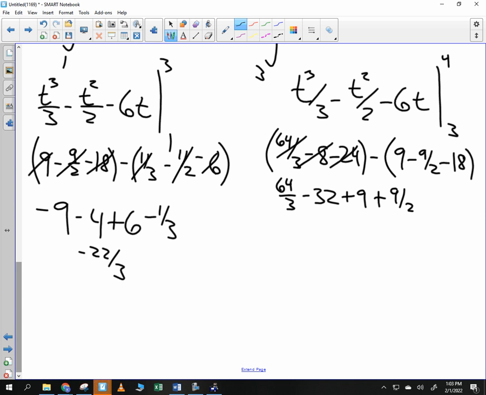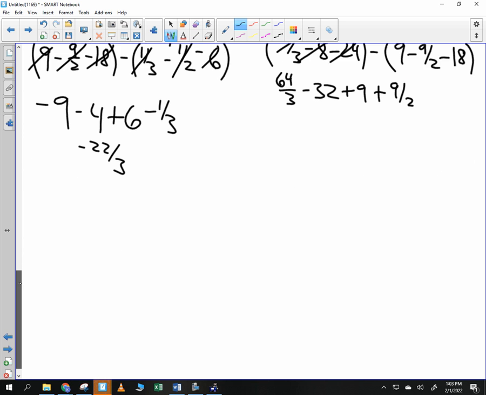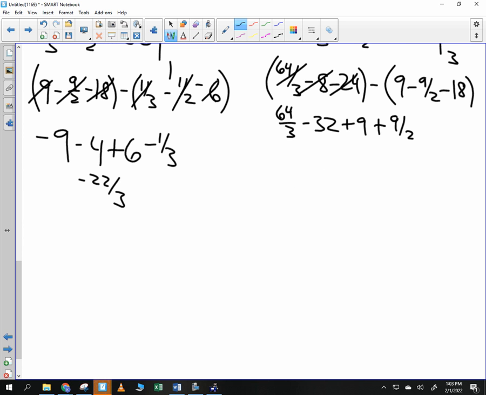Okay, getting closer here. Doing our best to work without a calculator. Sharpen our mental acuity a little bit. Negative 32 and 9, negative 23, plus 9 halves. I'm feeling common denominators. What do you think? Okay, common denominators would be 6, so I multiply top and bottom by 2. So 128 over 6.